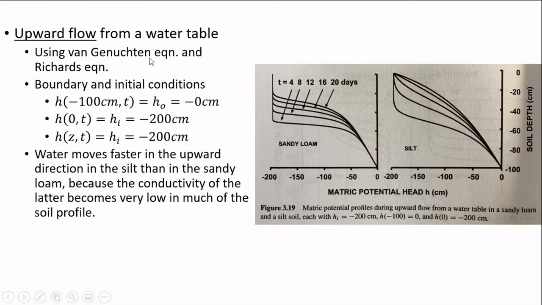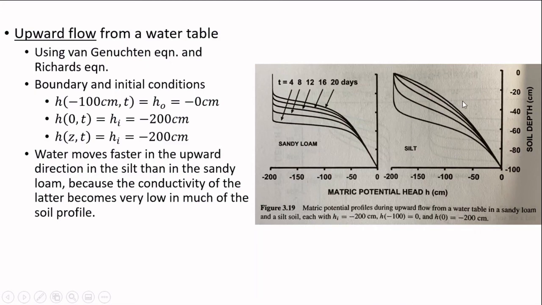Also the same, we're using the Van Genuchten equation and Richards equation. We have a boundary and initial condition given here. At the bottom interface, we have a pressure of 0. The matric suction is 0. At the surface, the matric suction is negative 200, and the initial condition is all negative 200 centimeter. So water moves faster in the upward direction in the silt.